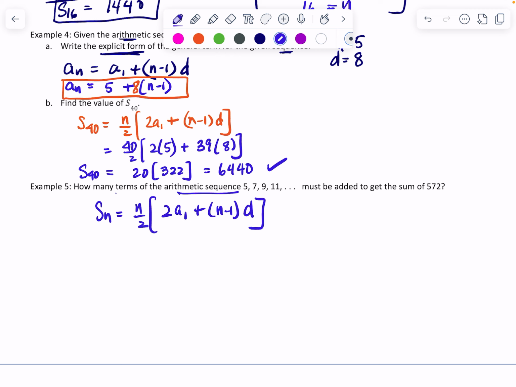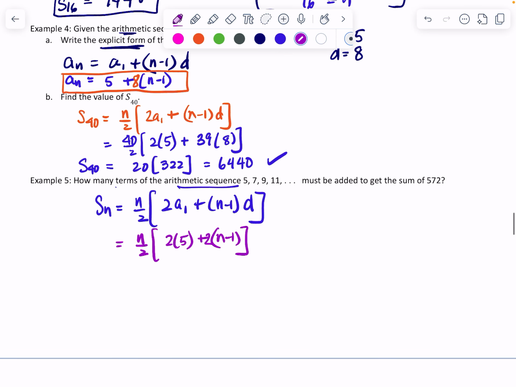N is in question, okay? I don't know n. 2 times first term, n minus 1. D is clearly just a 2. And then I already know the sum as well. We're looking to get the sum of 572. So we know this part. From here onwards, it turns into algebra. Find n, 572. 10 plus 2n minus 2. I'm going to multiply everything by 2, so that makes 4, 14.